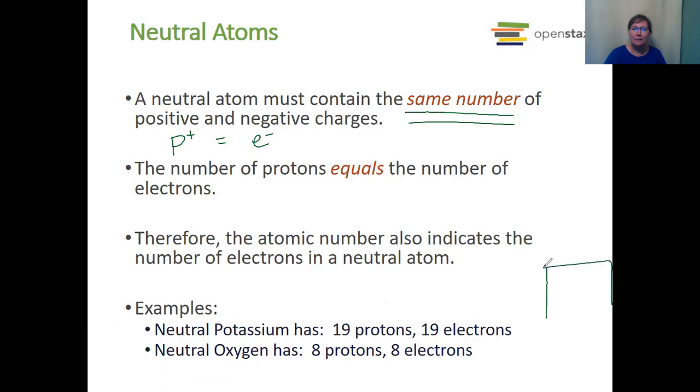Potassium is right here. If you're looking for it, we have a 19 here, and it says K. The symbol for potassium is K, and the mass of that is 39.098. Then here it shows us oxygen. The symbol for oxygen is O, there's an 8 above it, and underneath it will say 15.999.